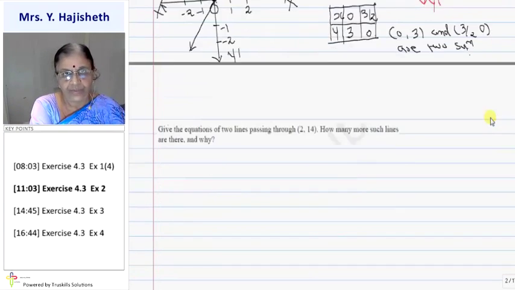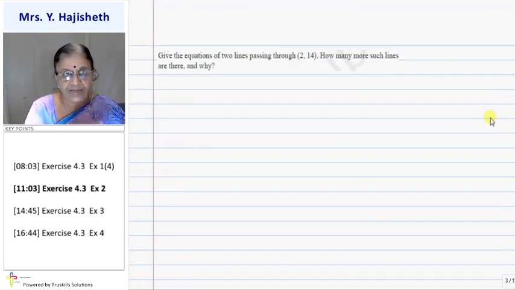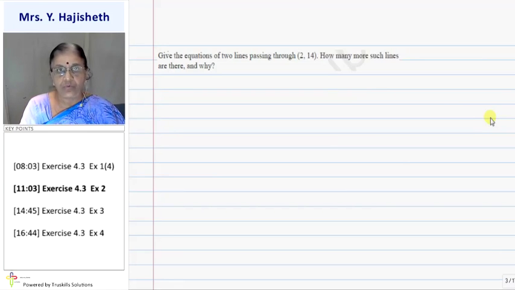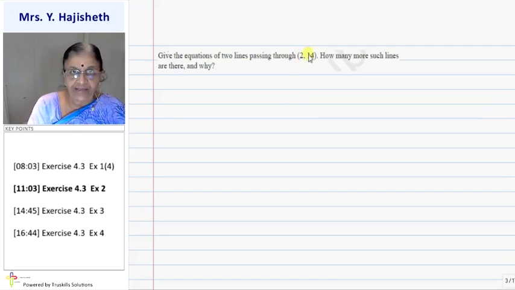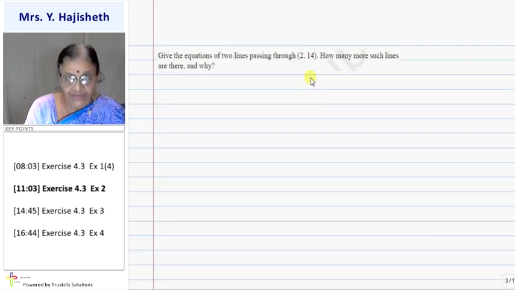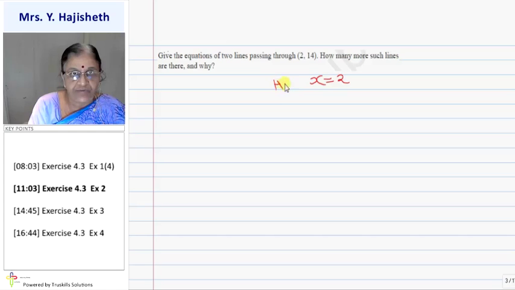Now another sum is give the equation of two lines passing through (2, 14). How many more such lines are there and why? Now first here if I take x is 2 and y is, here x is given as 2. What is given here? Solution में x is 2 and y is 14.